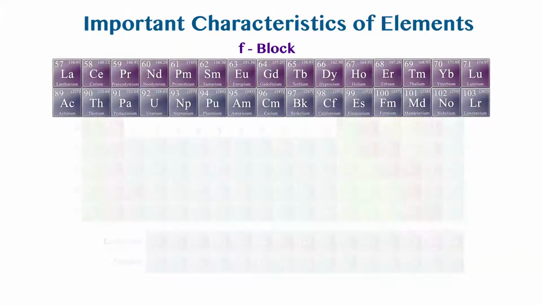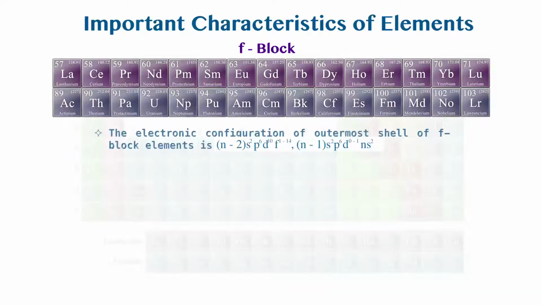And the next one is f block elements. The electronic configuration of the outermost shell for these f block elements is (n-2)f1 to 14, (n-1)s2 p6 d0 to 1 ns2.